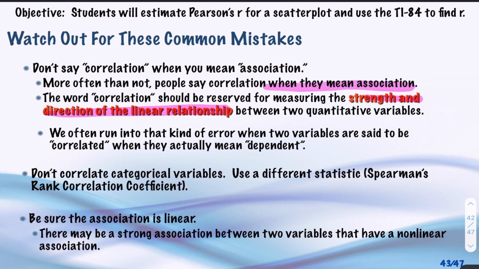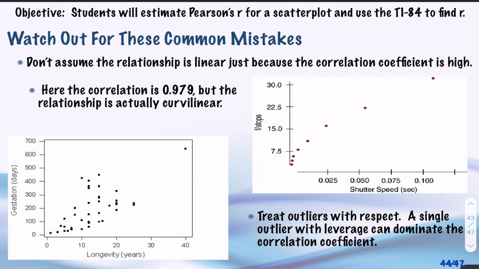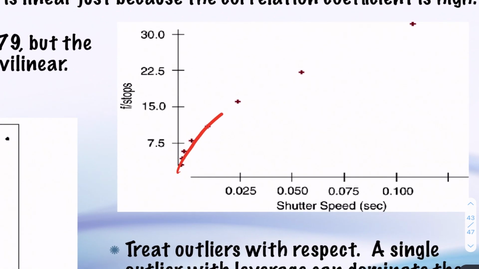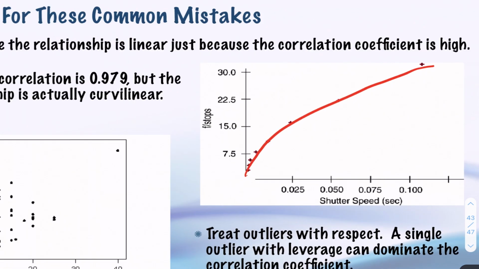Don't correlate categorical variables. Don't do it. Use a different statistic. So that's Spearman's rank correlation coefficient. Again, beyond the scope of this course. Lastly, be sure the association is linear. There may be a strong association between two variables that have a nonlinear association. So check the conditions that I provided you. Likewise, don't assume the relationship is linear just because the correlation coefficient is high. Okay, look, here, there's a correlation of 0.979, but you notice that this data is definitely curvilinear.